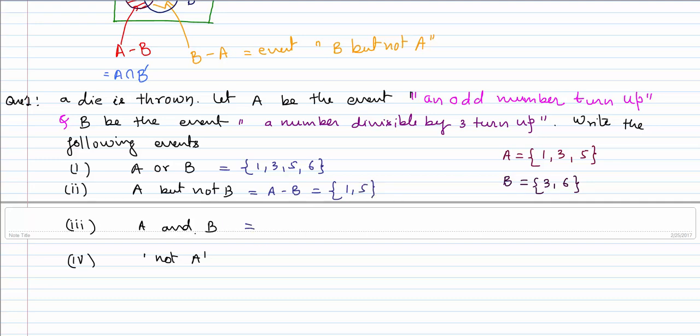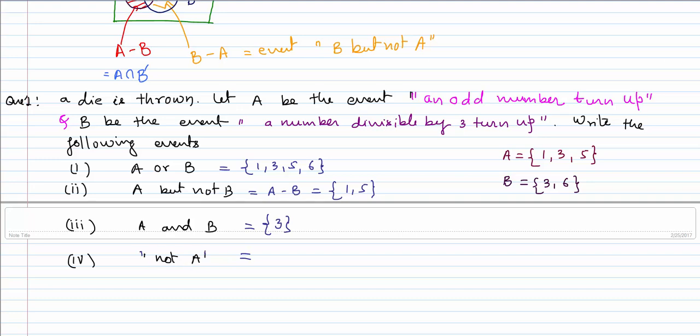Now what about A and B? These are the common elements or common outcomes that are present in both events A and B. So what are the common outcomes? That is 3. What about not A? Not A, not in A.